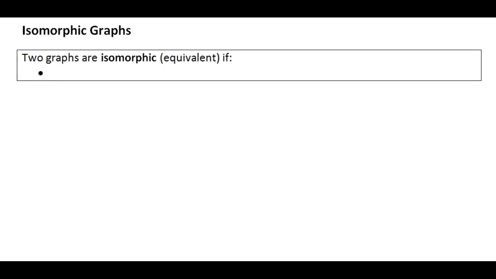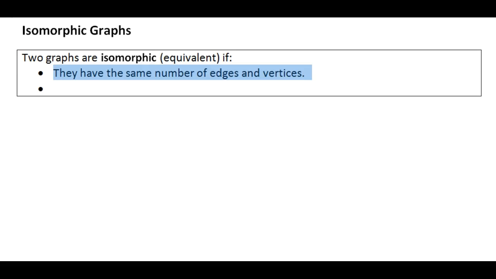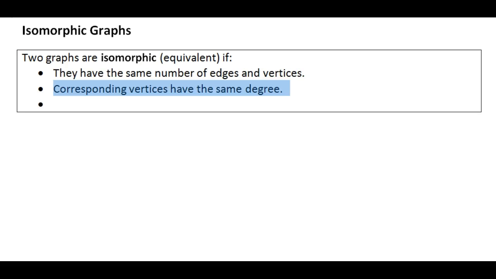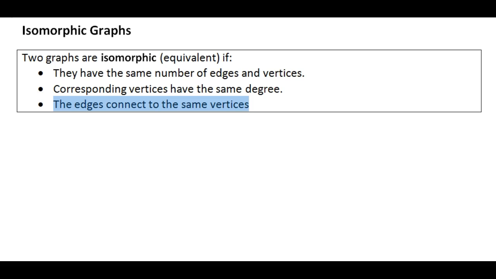Let's have a look at isomorphic graphs. Two graphs are said to be isomorphic or equivalent if they have the same number of edges and vertices, corresponding vertices have the same degree, or the edges connect to the same vertices.